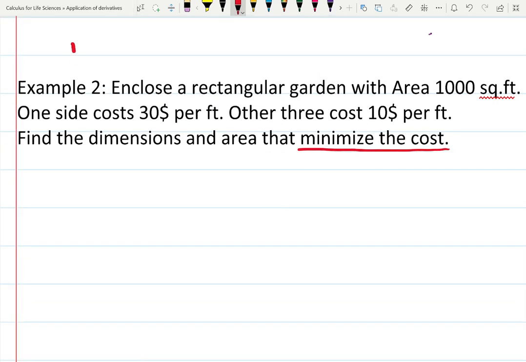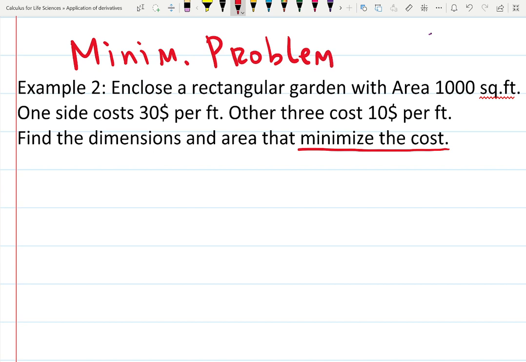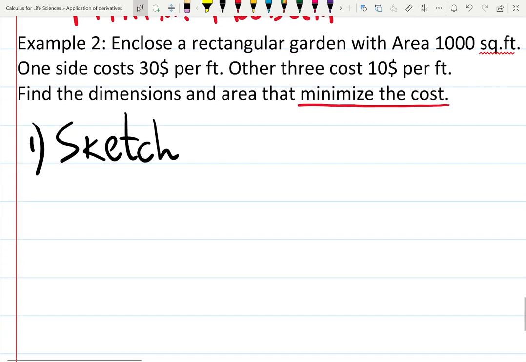This is a minimization problem. Very typical. In business, we teach maximizing profit and minimizing cost functions. So remember the steps. Step 1, sketch. Sketch not the graph, sketch the picture. At least try to imagine what is going on.